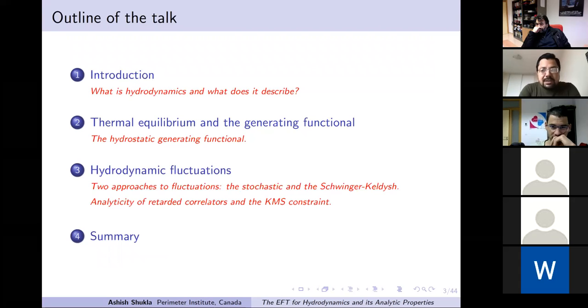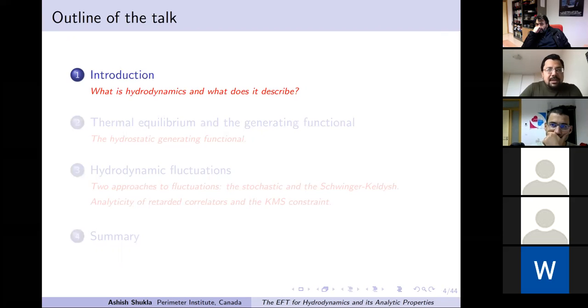And in the Schwinger-Keldysh approach, which is the most successful, or so to say, the broadest of them all, I'll discuss the analyticity of retarded correlators and how it is brought about by the KMS constraint that is inbuilt in the construction of the Schwinger-Keldysh effective action. I'll then summarize at the end.